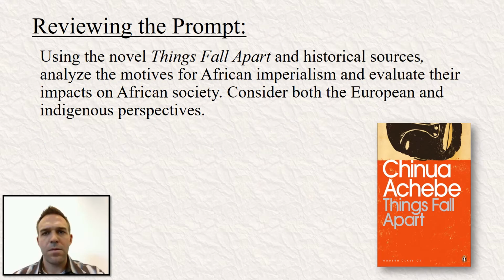Here we go. At this point, you already know the prompt and what it is, but let's read it again. Using the novel Things Fall Apart and historical sources, analyze the motives for African imperialism and evaluate their impacts on African society. Consider both the European and indigenous perspectives. In order to understand topic sentences, we really got to make sure we understand the prompt. We'll also take a look at an example thesis so that we can move forward with how our paragraphs are going to be set up.